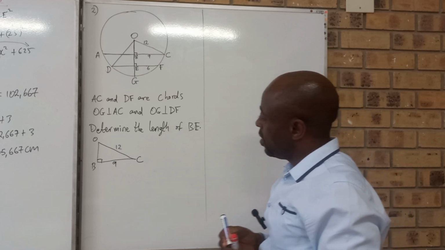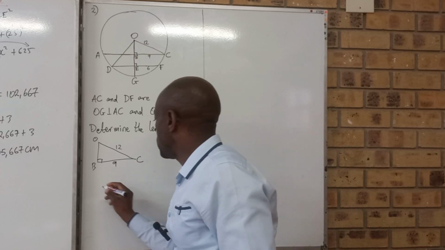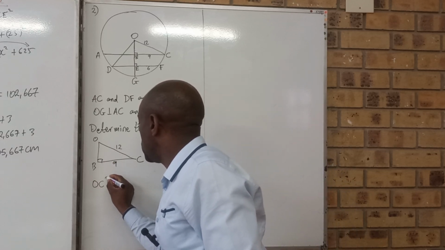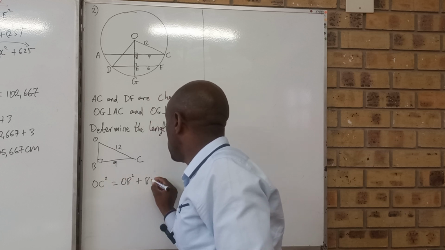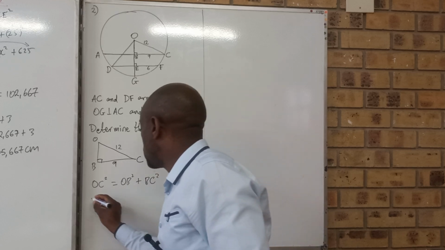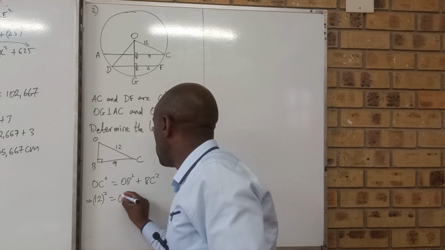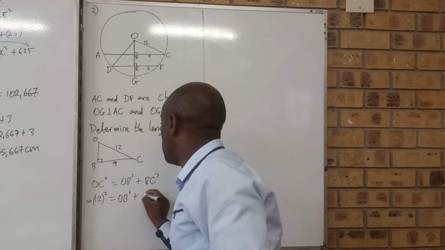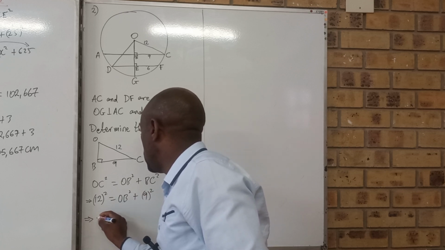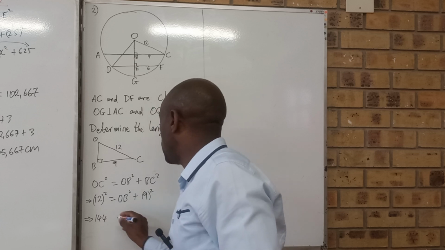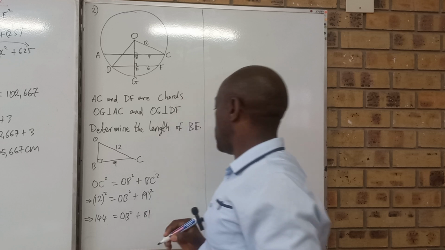So in that way, if I need OB, I use my Pythagoras, which says OC squared will be equal to OB squared plus BC squared. So OC, you are at 12, so we've got 12 squared. OB, the one we are looking for, then BC, you are 9. So in that case, OC squared is 144, equal to OB squared plus 81.